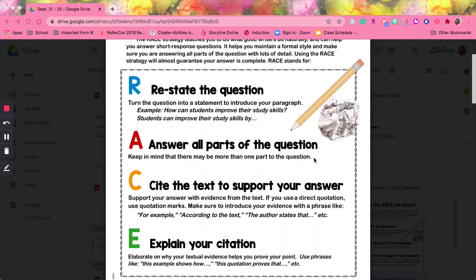And finally, E stands for explain your citation. So elaborate on why your text evidence helps to prove your point. You can use phrases like this example shows or this quotation proves.